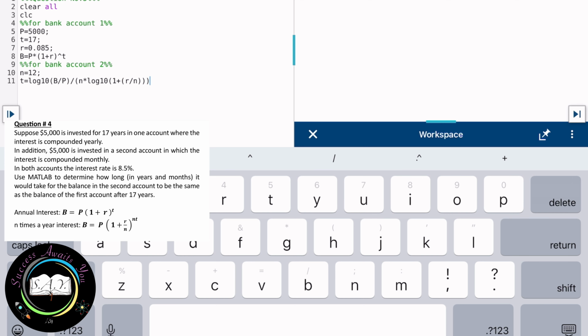Now to find years, we will use the fix command with T, so that whatever the answer of T is, it is rounded off towards 0. And for months, we will use the ceil command and subtract the answer of years multiplied by 12 from T. The reason for using the ceil command is that it rounds off towards positive infinity, so that if the answer is a decimal digit, it will be rounded off to a non-decimal digit, since months are not counted in decimals.